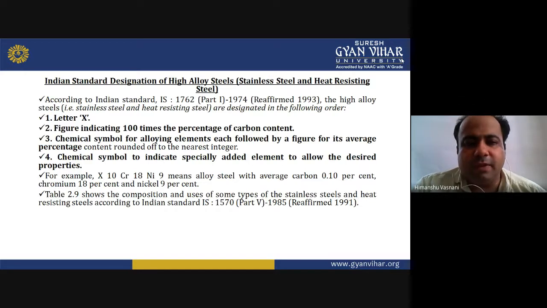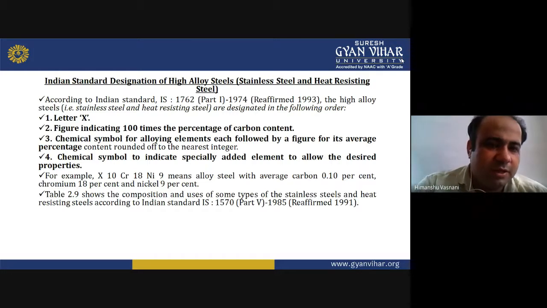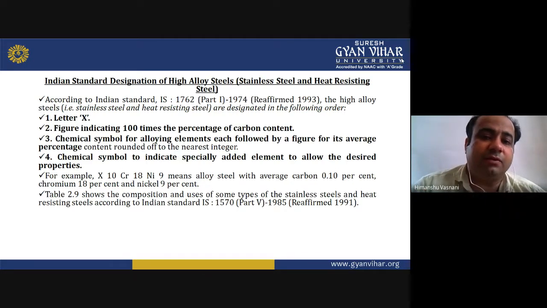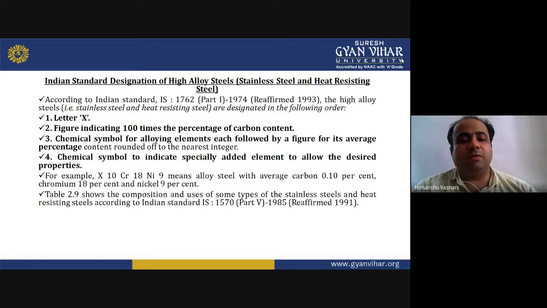Then you have the chemical symbol for alloying elements, each followed by a figure for its average percentage content rounded off to the nearest integer. Then you have the chemical symbol to indicate a specially added element to achieve the desired properties. Okay, the fourth point is important, because if you want to add some element for achieving some properties, then you have to add the chemical symbol of that.